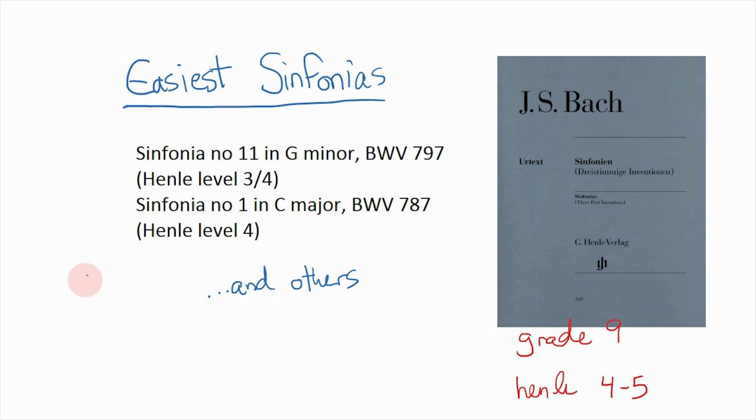So these sinfonias, like the Inventions, have a pretty narrow range of difficulty. So they're marked at around a grade 9 RCM level. It'd be pretty equivalent in the ABRSM, probably around a grade 7 or 8 ABRSM, and then Henley level 4 to 5. These are the two easiest sinfonias to start with, but honestly, since they're all about the same level, it's not going to be a huge jump from, say, the easiest sinfonia to the most difficult.